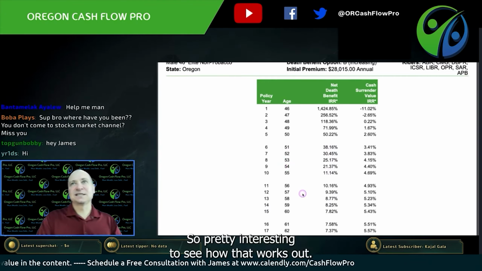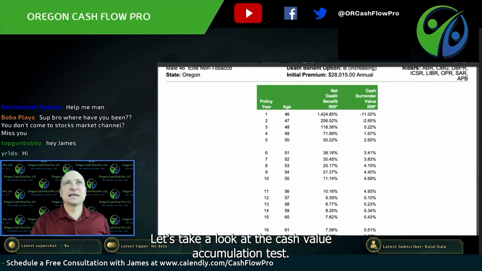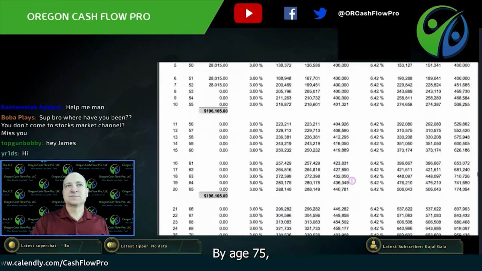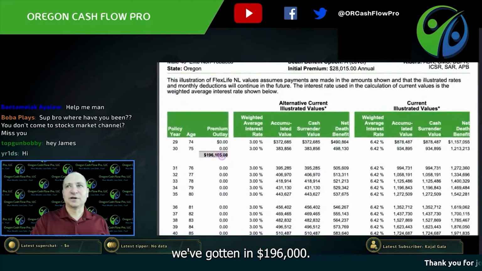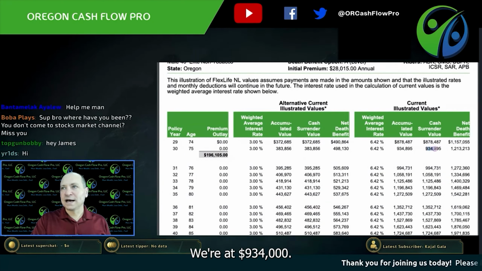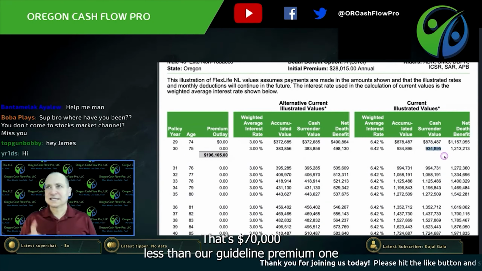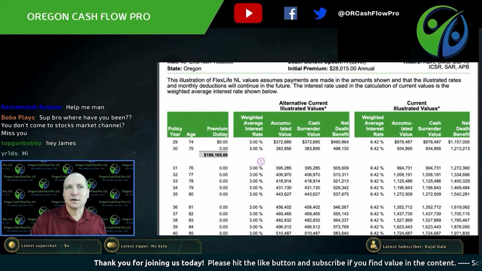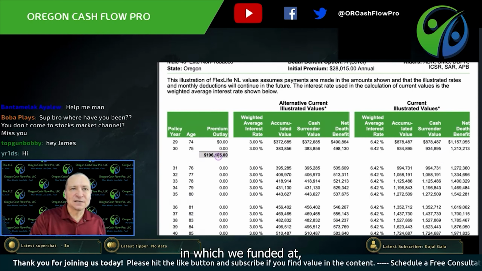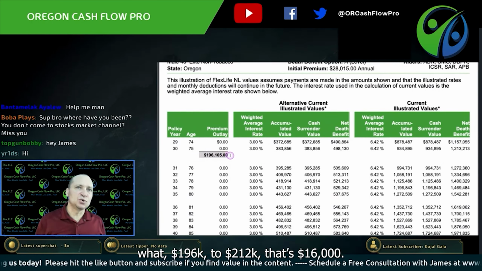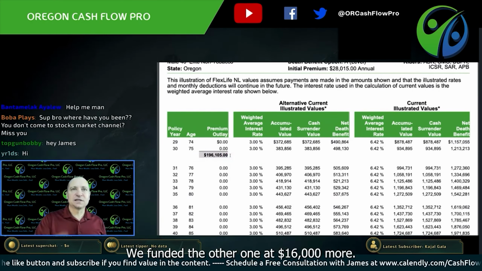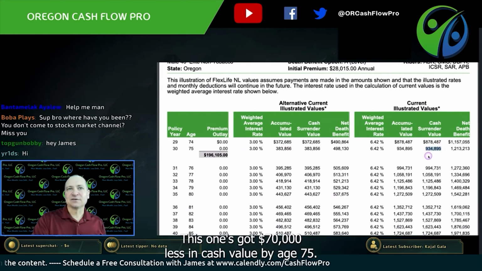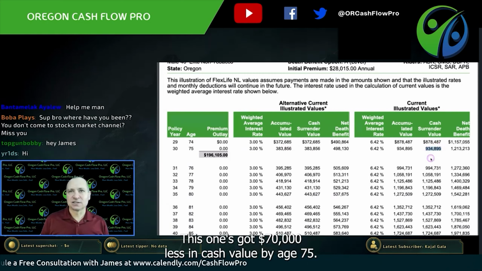So pretty interesting to see how that works out. All right, let's take a look at the cash value accumulation test. Cash value accumulation test by age 75, we've gotten in 196,000. We're at 934,000. That's $70,000 less than our guideline premium one, in which we funded at 196 to 212,16,000. We funded the other one at 16,000 more. This one's got 70,000 less in cash value by age 75.